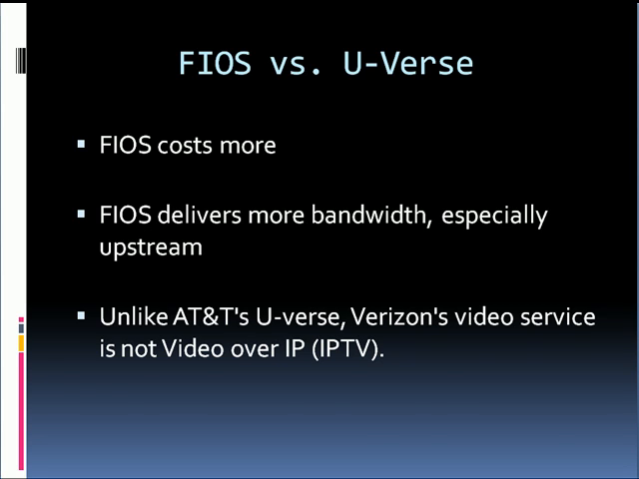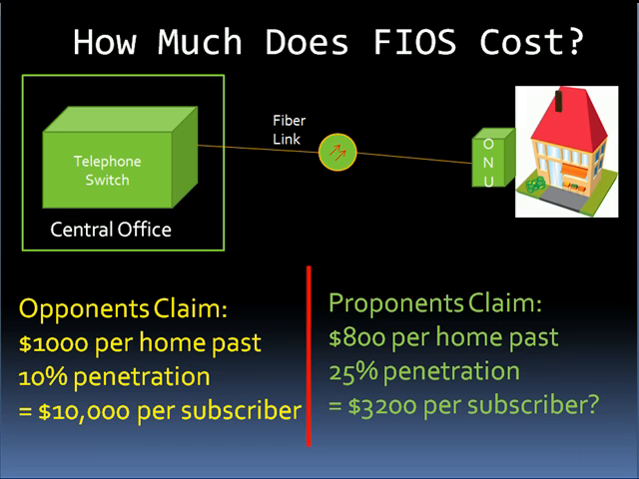So how much does FIOS cost? The proponents of FIOS claim costs of around $3,200 per subscriber and heading lower each year. They claim costs of $800 per home passed, mixed with 25% penetration, meaning 1 in 4 homes taking the service, yielding a cost per subscriber of around $3,200.